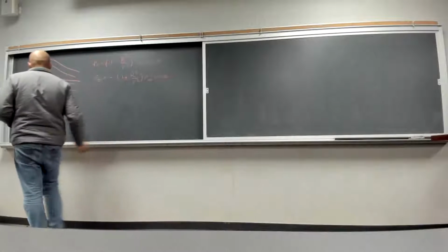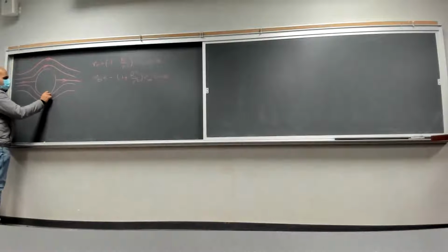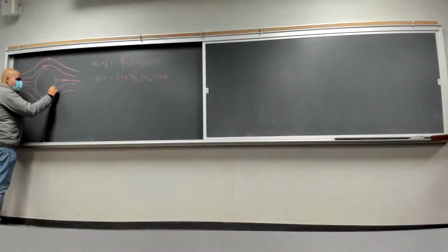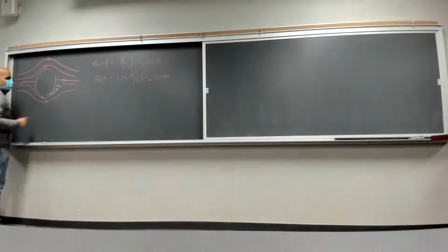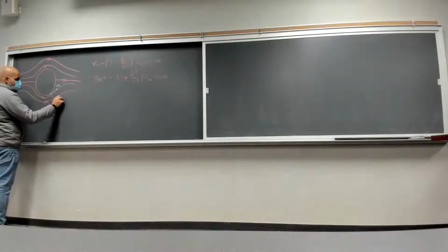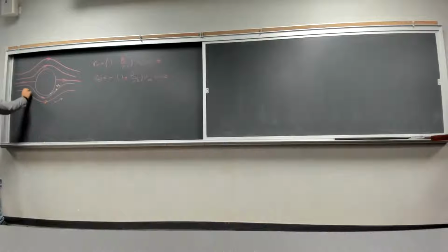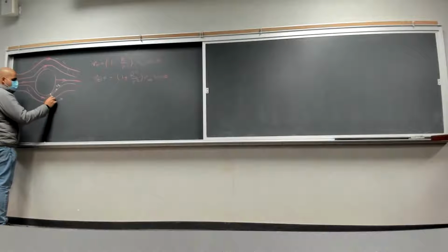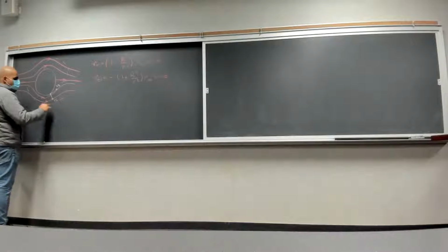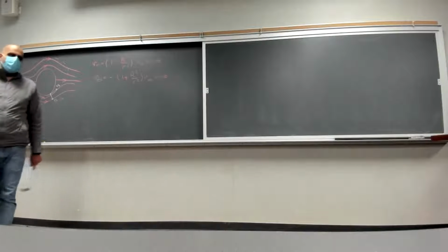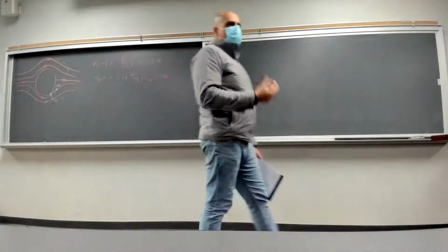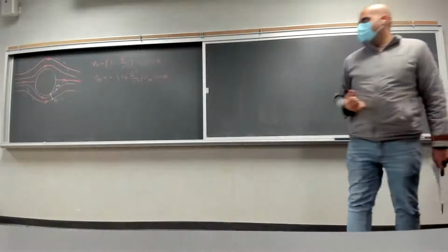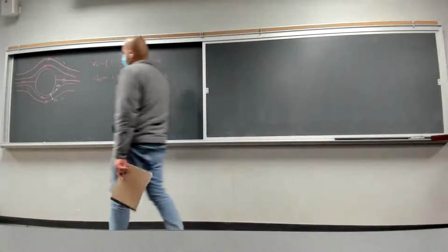And just to make sure we are on the same page, V theta at any point is the velocity that is tangent to the cylinder, or if you're far from the cylinder, the velocity that is tangent to the circle enclosing the cylinder. And Vr is the velocity normal to the surface. Eventually the goal is to calculate lift and drag for this type of flow over a cylinder.